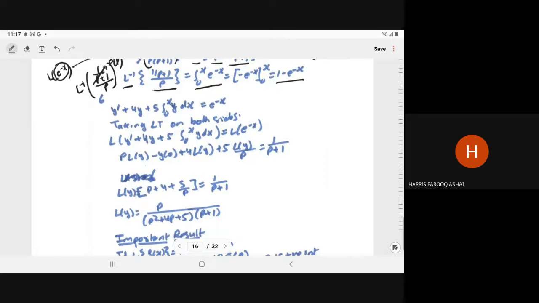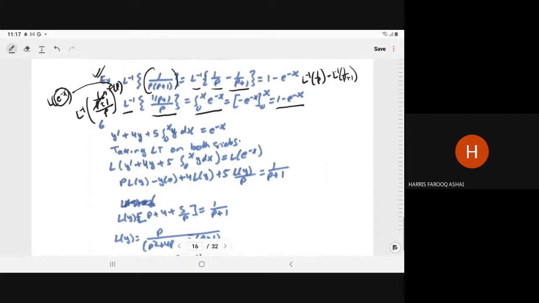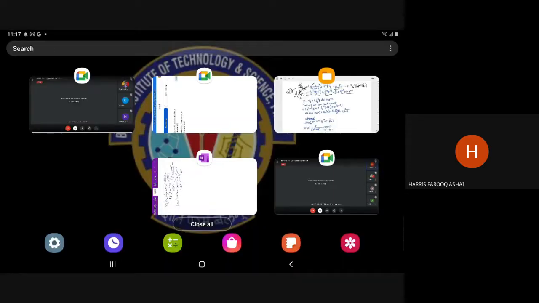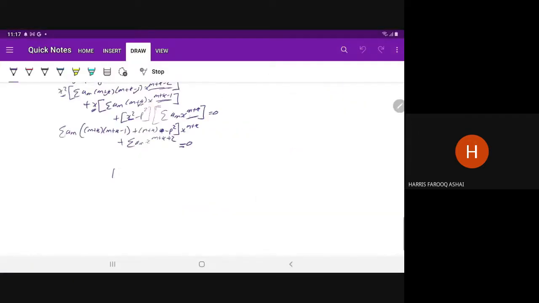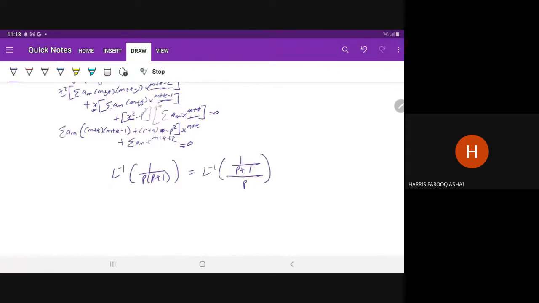Sir, can you explain the second one again? Here we have the L inverse of 1 upon p into (p plus 1). So this can be written as L inverse of 1 upon (p plus 1) into 1 upon p. This is equivalent to L inverse of F(p) upon p, and F(p) here is 1 upon (p plus 1).